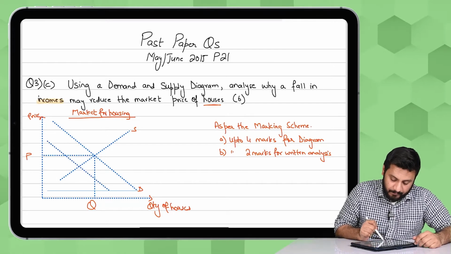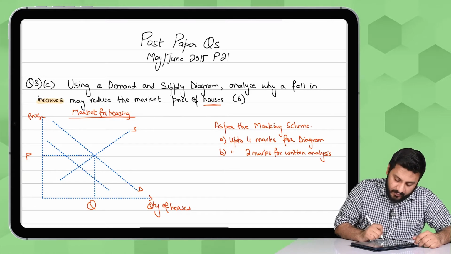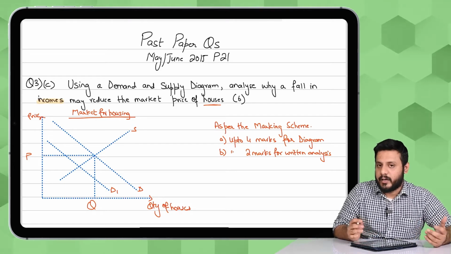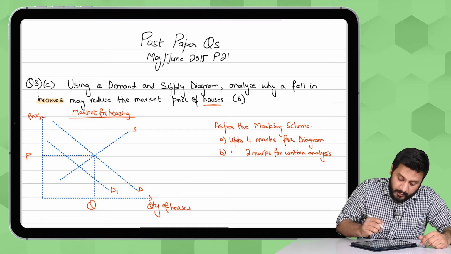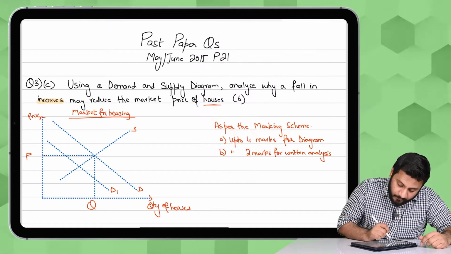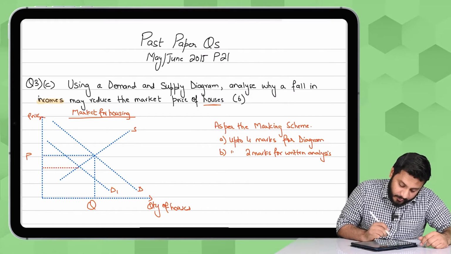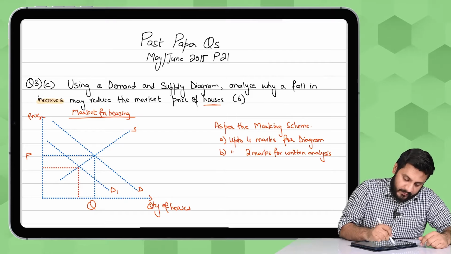shift to the left. Now as demand shifts to the left, we know what is going to happen, because we have seen in quite some detail what happens whenever demand shifts to the left in the previous videos. If you don't remember, you can go and check them out. So what will happen? The market price is going to fall, and the quantity traded will also fall.